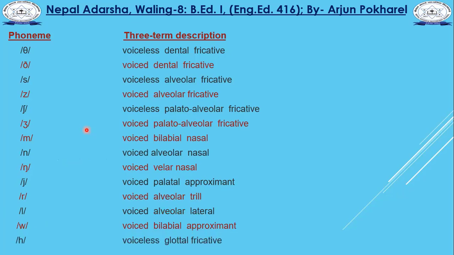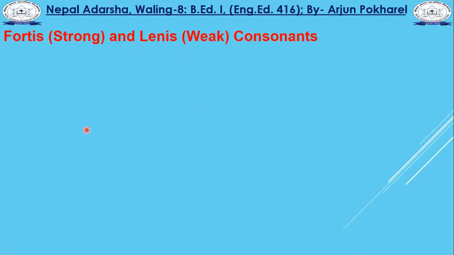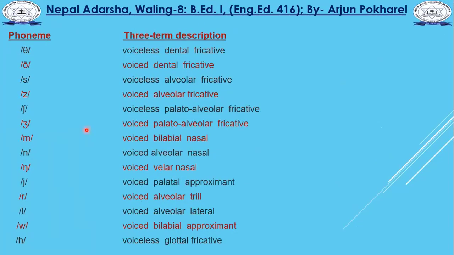Our time is almost running out, and tomorrow we'll do Fortis and Lenis consonants. Fortis means strong consonants, and Lenis means what? Weak consonants. They have a similar concept to voiced and voiceless sounds. So you can have these Fortis and Lenis consonants described tomorrow. They have the concept of the same voiced sounds and voiceless sounds.